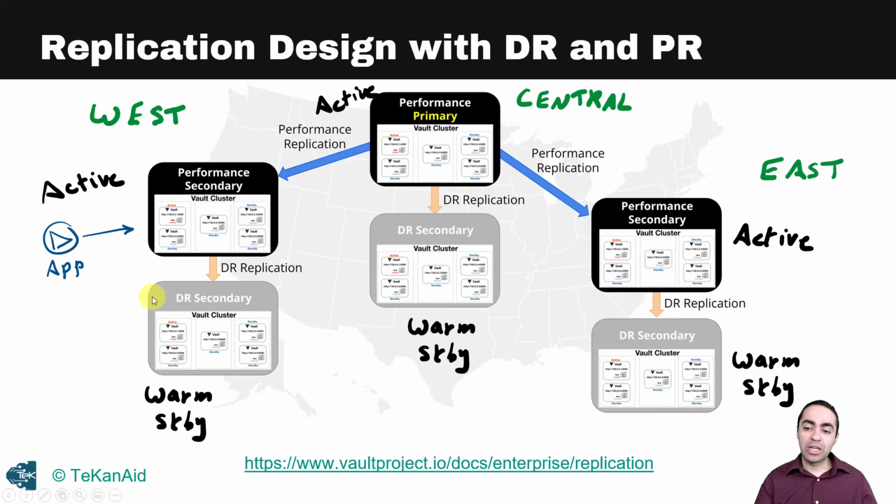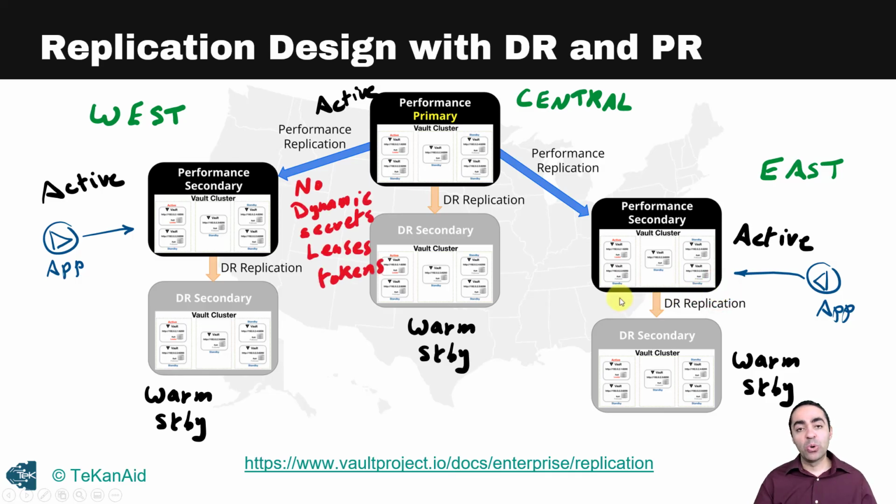Now, if an application needs to retrieve secrets from Vault, these applications need to talk to their local Vault cluster. That's really the reason why we call them performance replication or performance secondaries, for example, because the application doesn't need to cross a geographic region, let's say from the West Coast to the East Coast, to retrieve secrets, because that adds latency to the application. So once again, the East Coast applications will reach out to the East Coast Vault cluster.